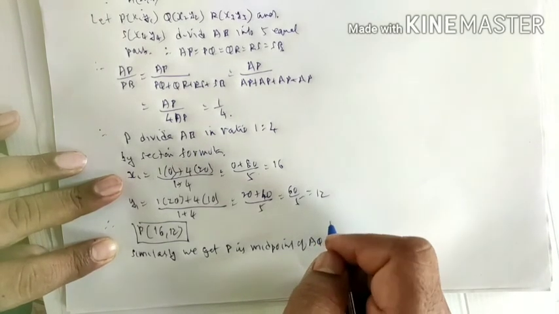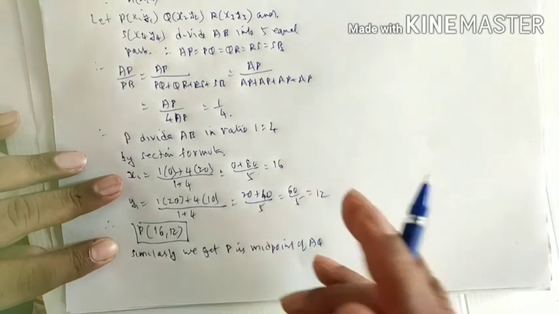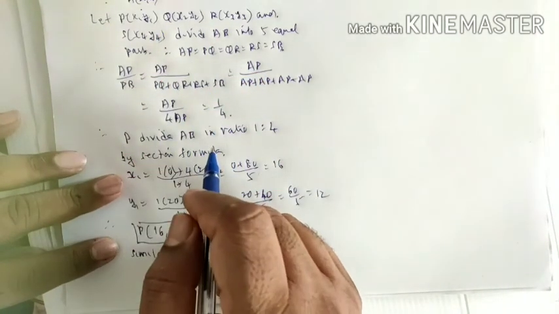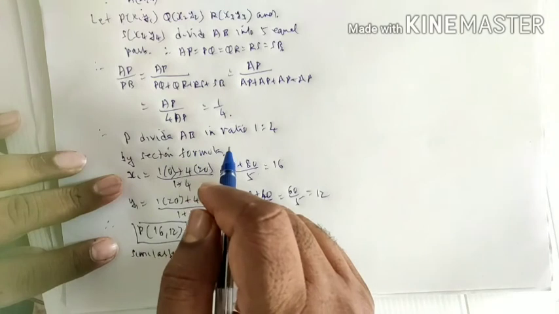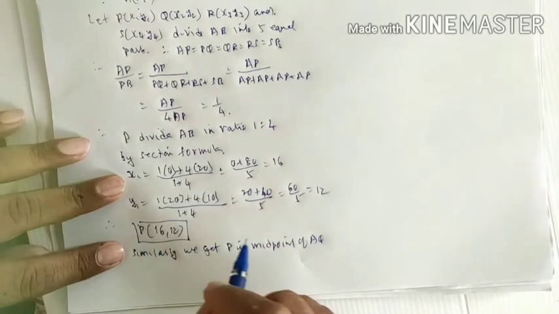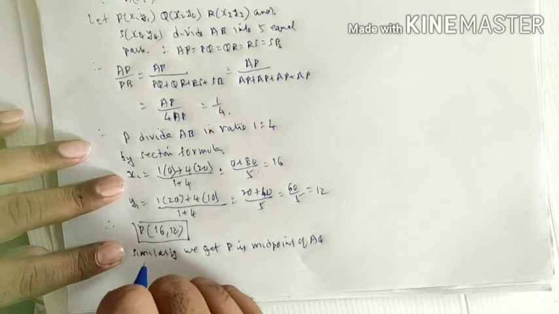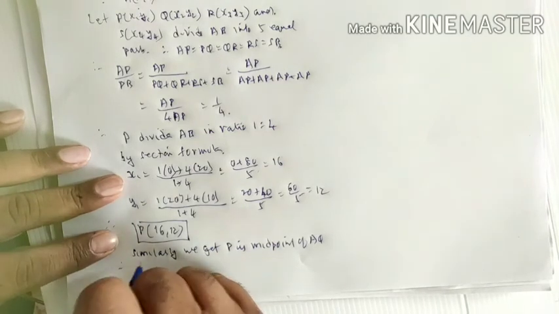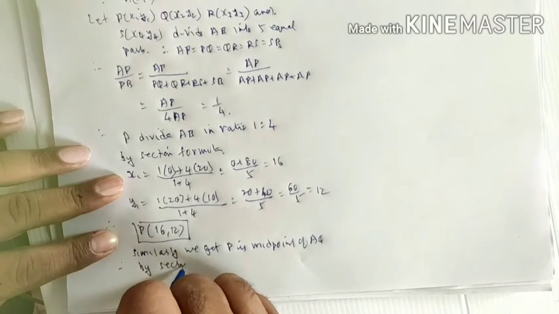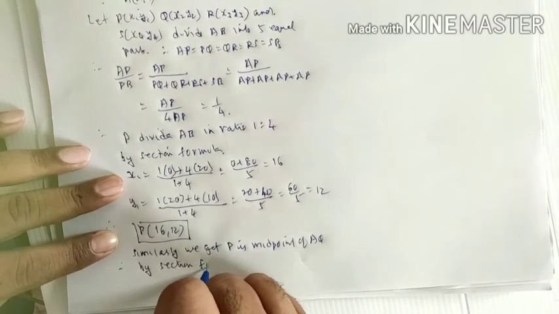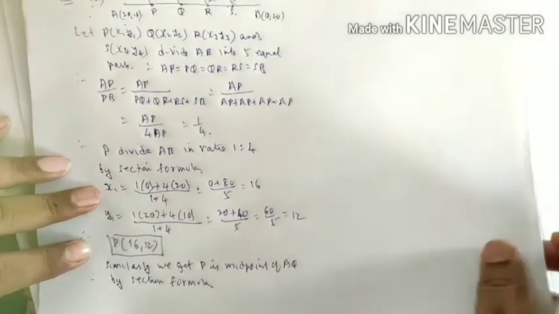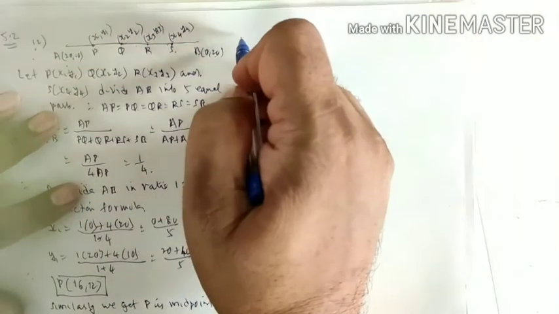P is midpoint of AQ. Similarly, we get P is midpoint of AQ. So, by the bisection formula, what we get?